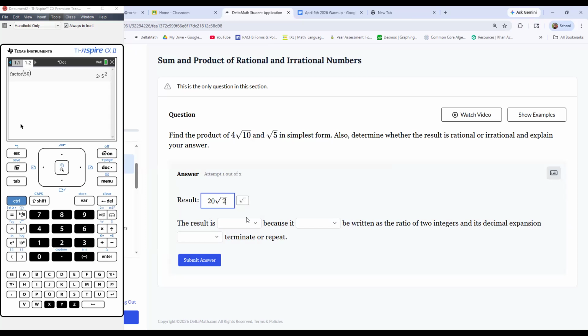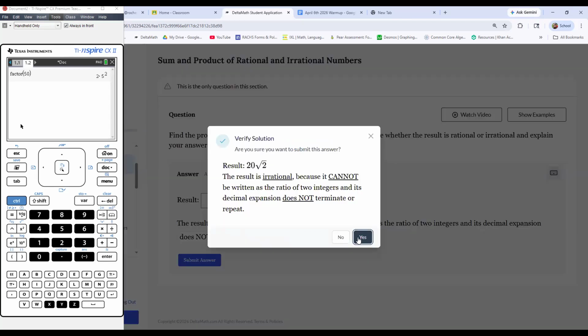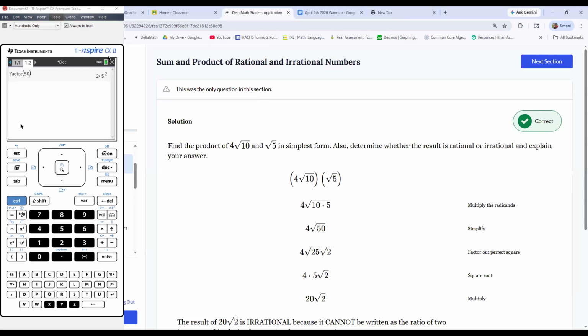And that's irrational. How do I know? Because it has this square root of 2. Remember, if you take the square root of a non-perfect square, it's always going to be irrational. And we cannot write it as a ratio of two integers. And it doesn't terminate and it doesn't repeat. So that's what you're doing there. All right. Now let me see if I can find another one in here.